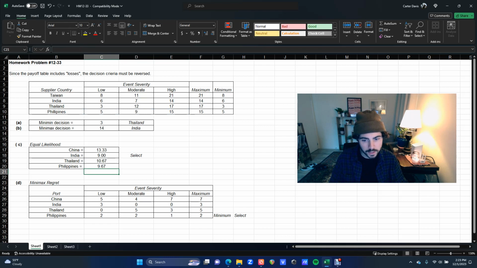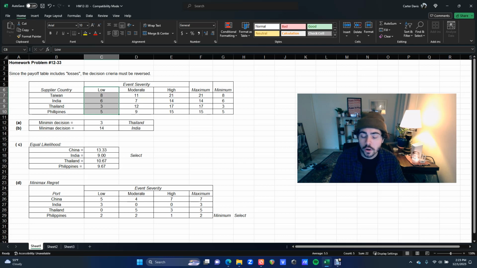Now, minimax regret. Let's break this down. Regret is likely the values that we see in this table here. So how do we find regret? Regret is where we look at each column. We find the, let's try it. We find the max, I believe. Is that what they did? I don't think so. Maybe they used the min.